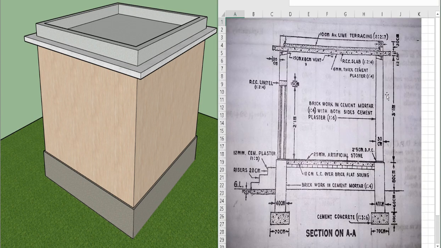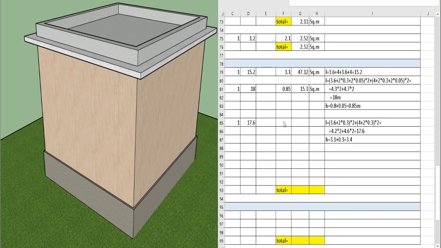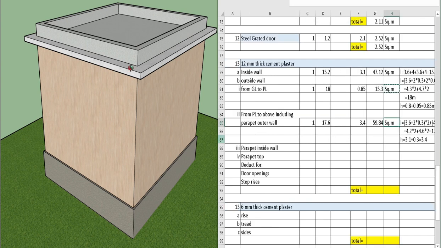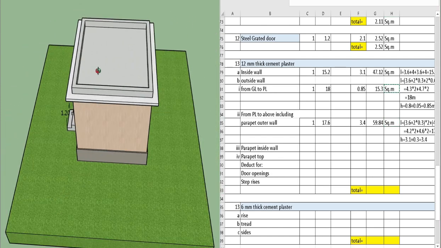We have the height of superstructure 3.1 meter, and we have the height of this parapet 0.3 meter. So our total height is 3.1 meter plus 0.3 meter. So we can write the height equals 3.4 meter, and the total quantity is 59.84. Now we have done plastering on all the outer sides of the building, but we have to do the plastering on the inner side of this parapet.